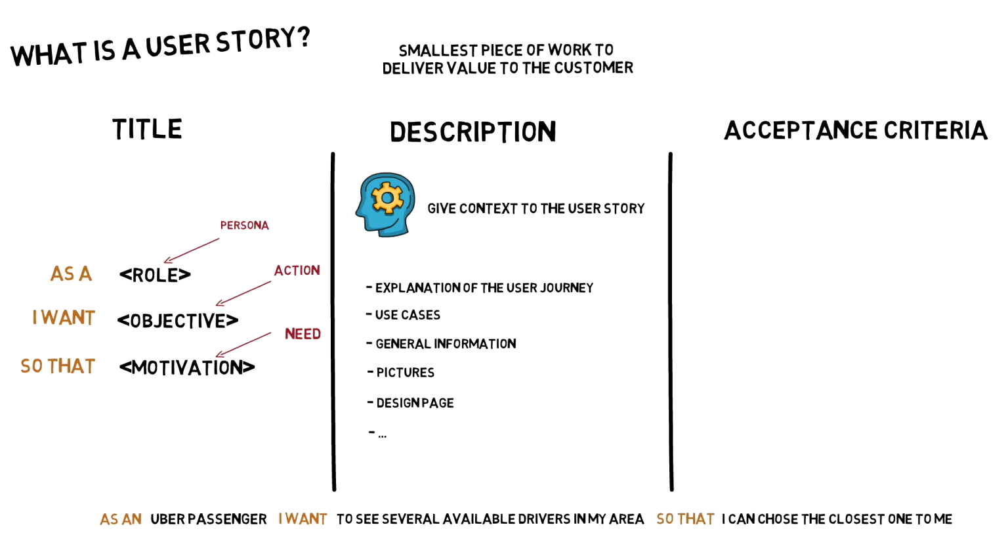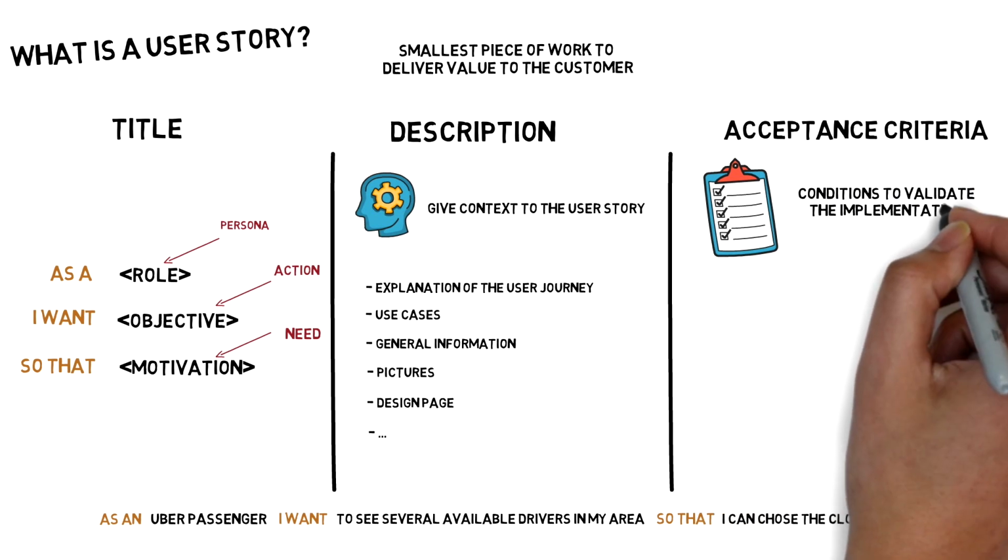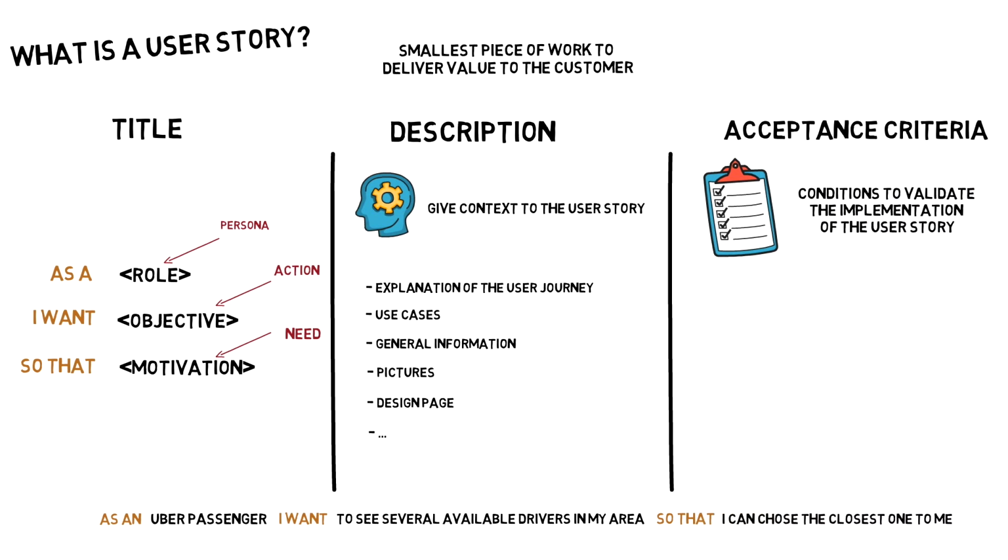Now, along with the title and the description, one last important element that should be included in the user story is the acceptance criteria. These are a set of conditions that help us to validate the implementation of our user story and to confirm when it is completed. If we take our previous example, as an Uber passenger, I want to see several available drivers in my area so that I can choose the closest one to me.